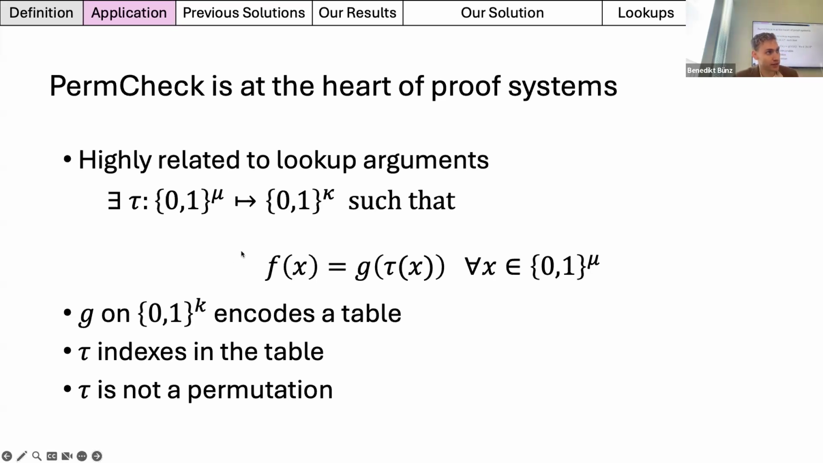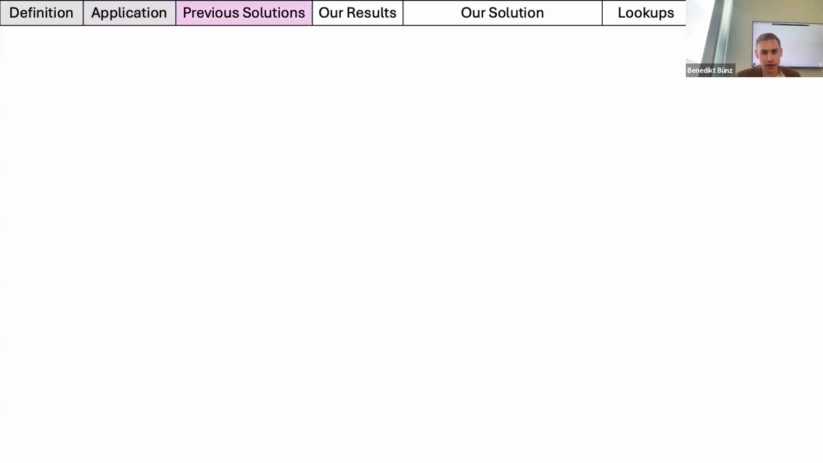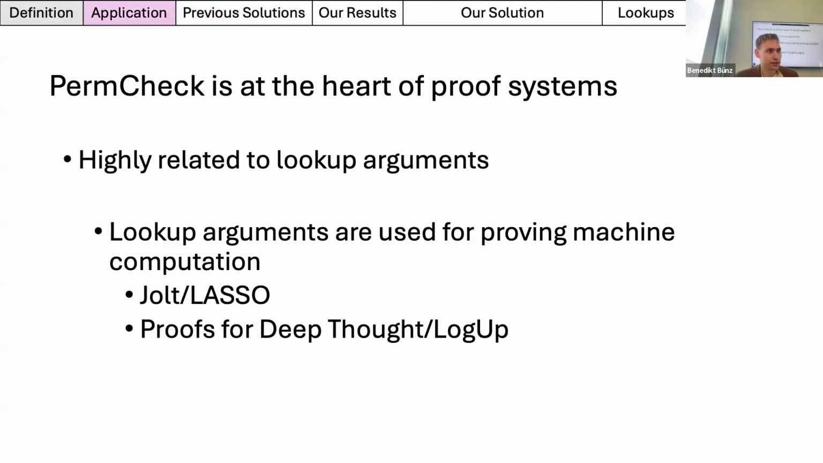Does that make sense? Yeah. So permutation checks are not the same, but they're highly related to lookup arguments, and they have a lot of applications in machine computation as well. Okay, so that's it for motivation for now. Are there any other questions about why we care about these things before we dive into solutions?